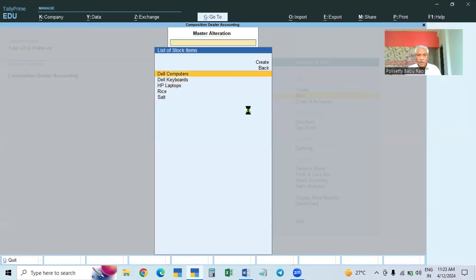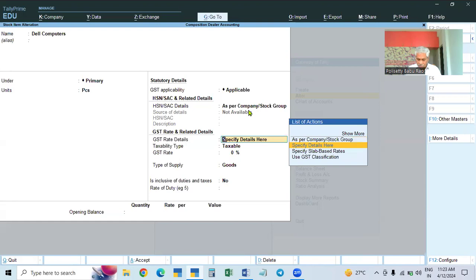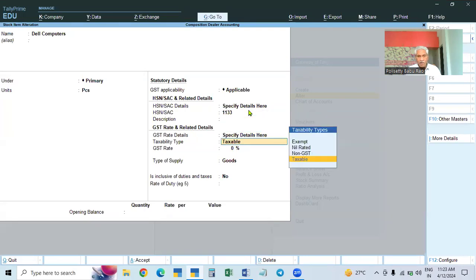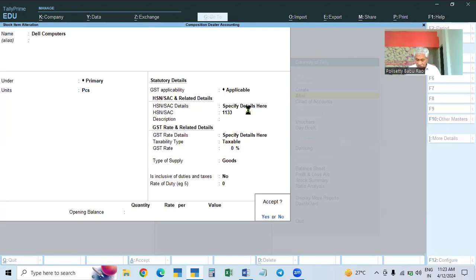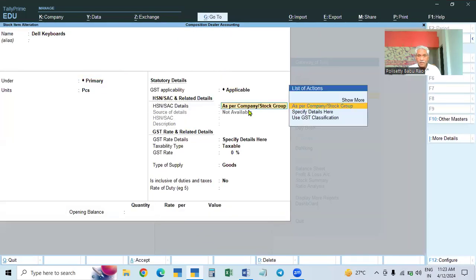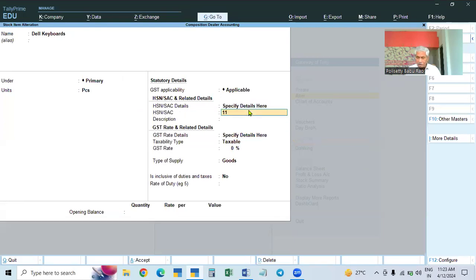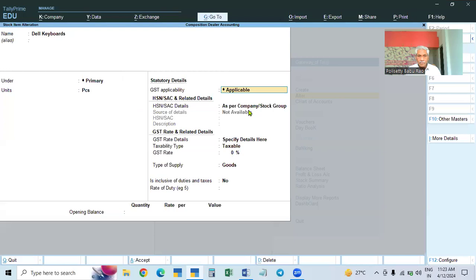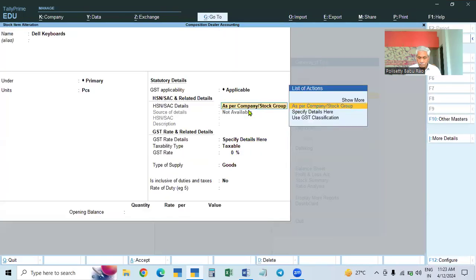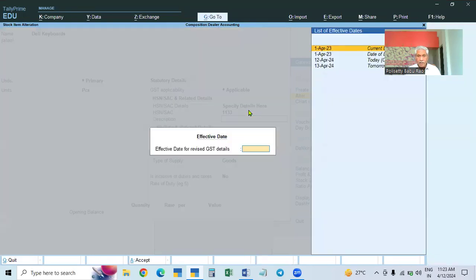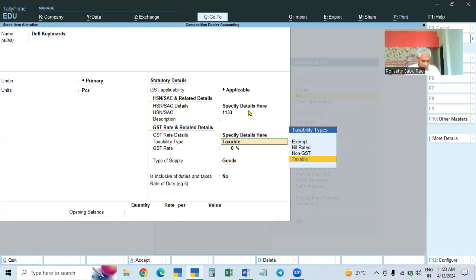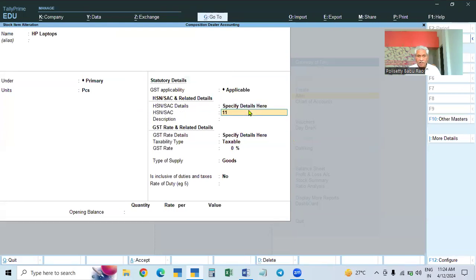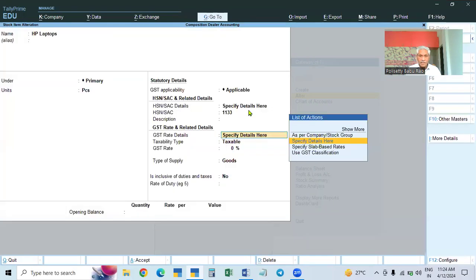And for this also, we can give the number here. We can give 1133, for example. Since the first date is given, it will take it automatically. And for this also, we will do all the computers, so we specify here 1133. And then 1st April.